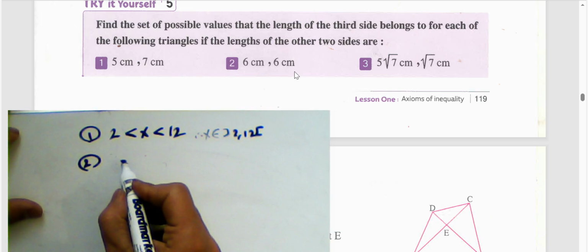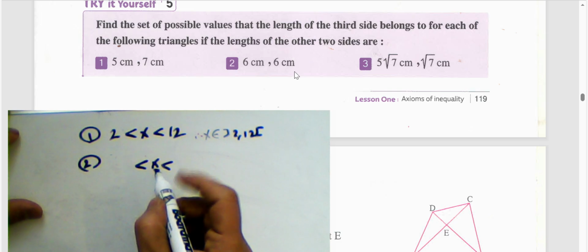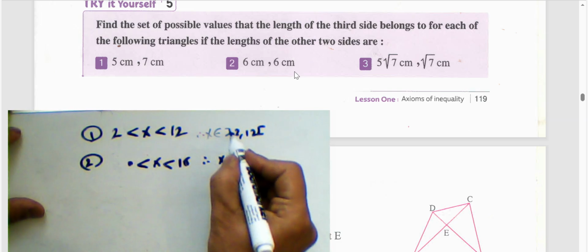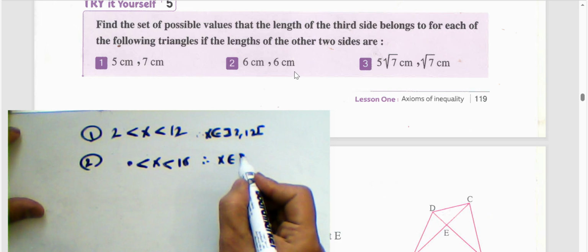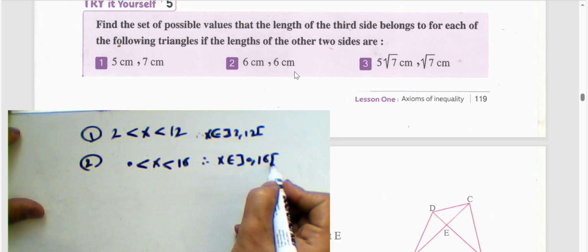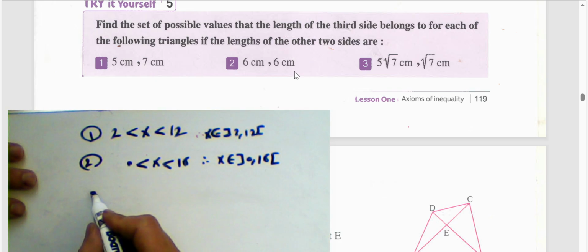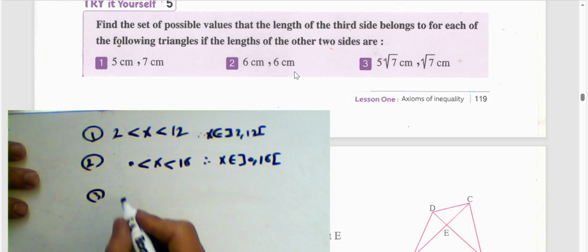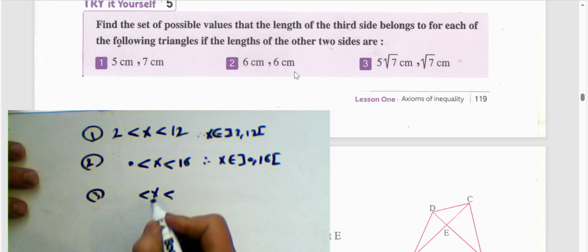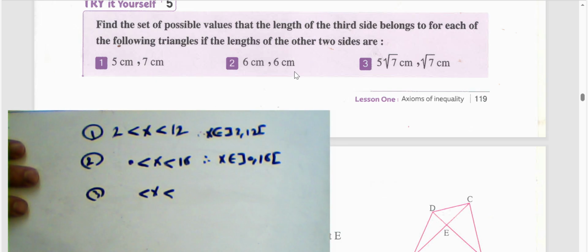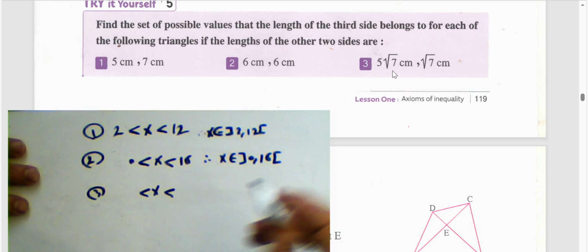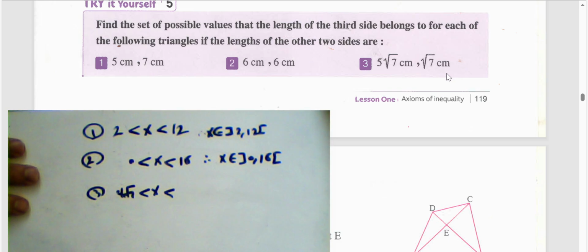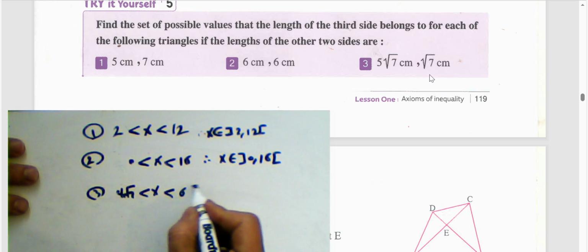And number 2: x is greater than 6 minus 6, which is 0, and less than 6 plus 6, which is 12. Then x belongs to the open interval 0 to 12. Number 3: we have x greater than and less than, with sides 7 root 7 and 5 root 7. Subtracting them from each other, the result will be 4 root 7, and the sum will be 5 root 7 plus root 7, which will be 6 root 7.